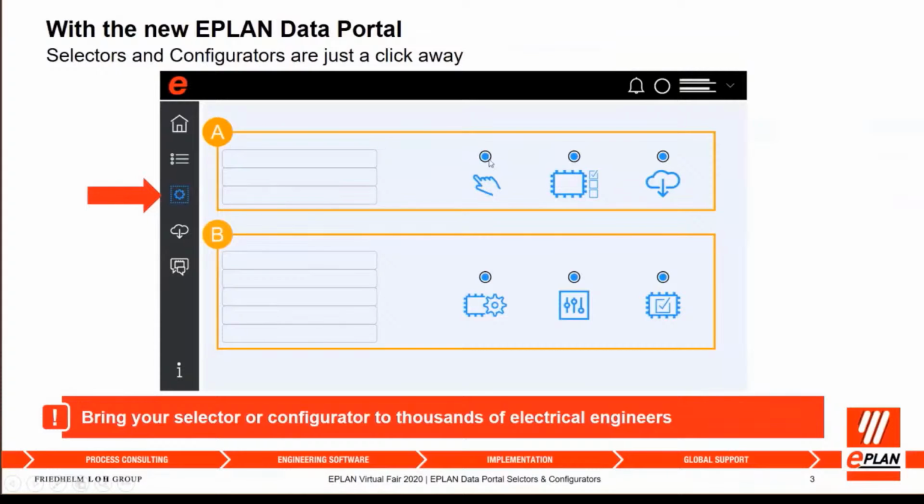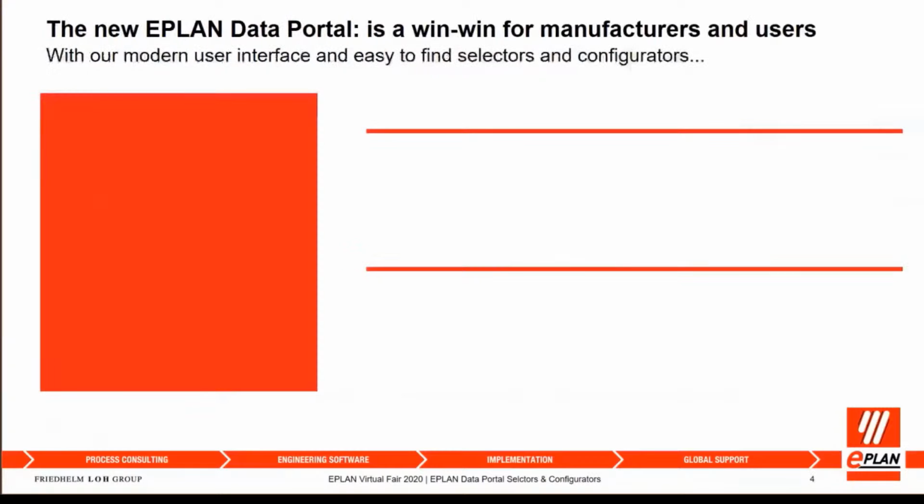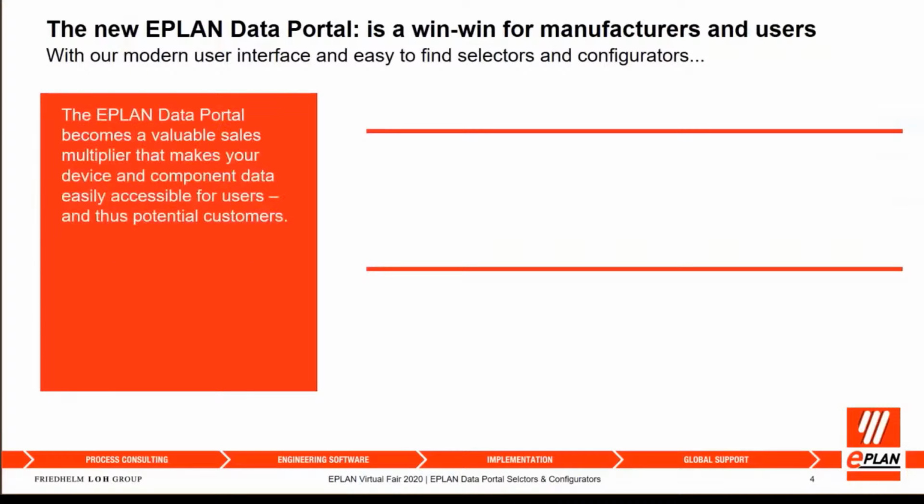And as we like to say, with just a click of a button, users are able to get into these selectors and configurators, select their parts, and then download with just these buttons. And as the manufacturer, when you offer these selectors and configurators, you're bringing this to thousands of electrical engineers. So the new ePlan data portal is a win-win for manufacturers and our users. And with our modern user interface, you just saw that the selectors and configurators are really easily visible.